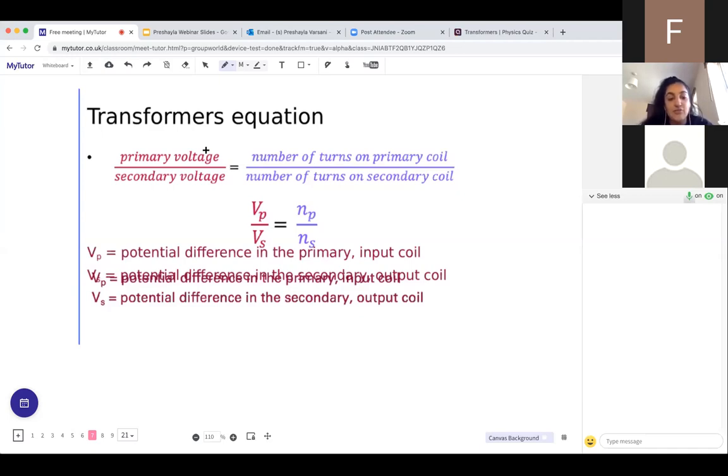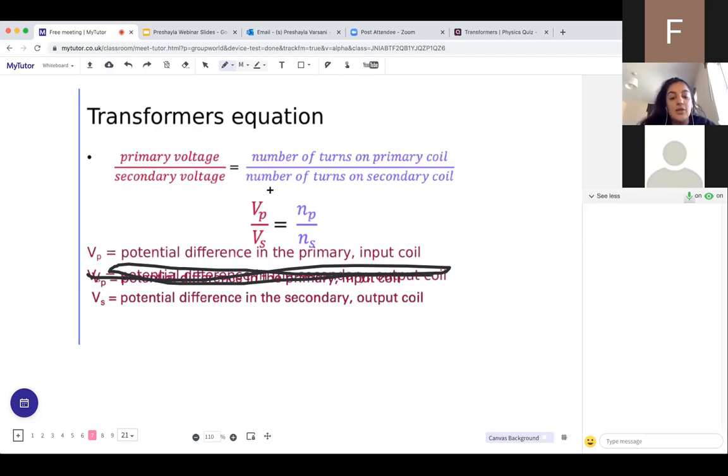Okay, so we can see that the ratio of the two voltages is the same as the ratio of the two numbers of turns. So the ratio of the voltages is the ratio of the turns. Now this is a really powerful equation because we can find out how many turns we need to make it a step-up transformer, what voltage we need to make it a step-up transformer, and so on and so forth. VP just means potential difference in the primary input coil. VS just means potential difference in the secondary output coil.